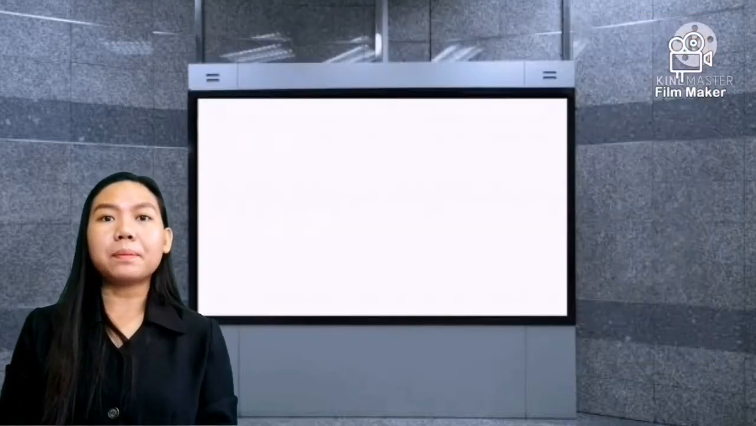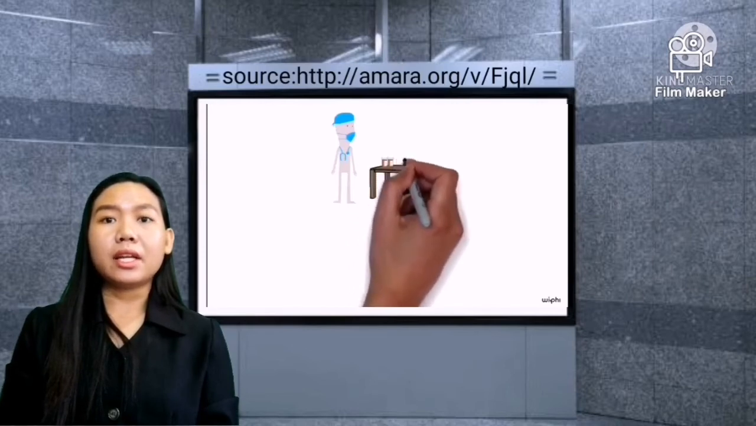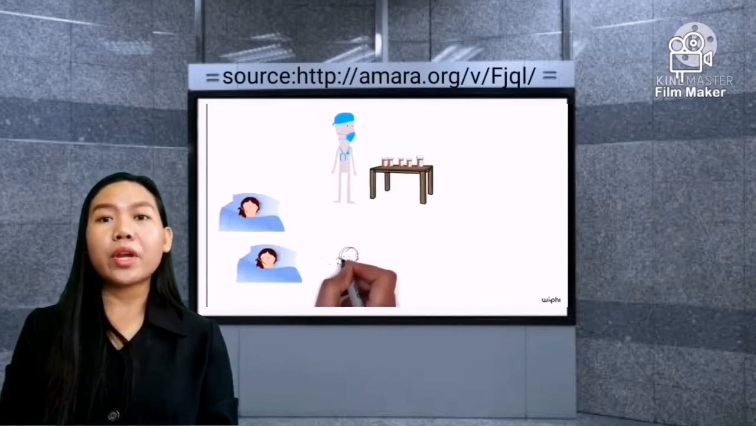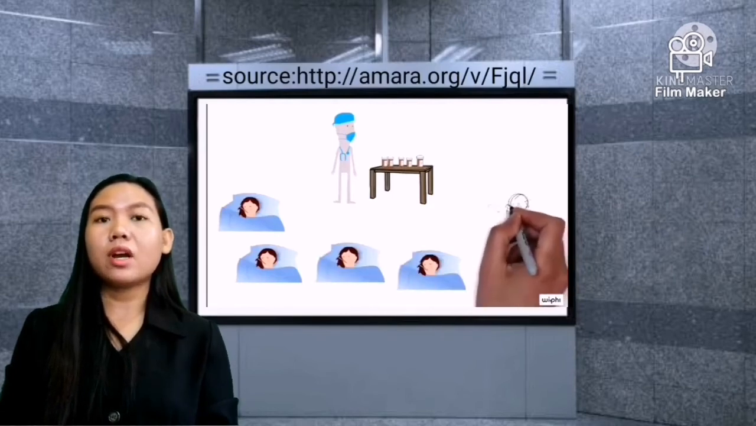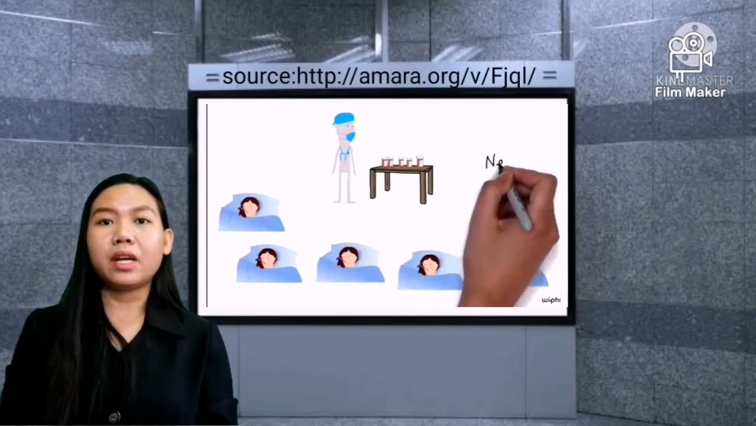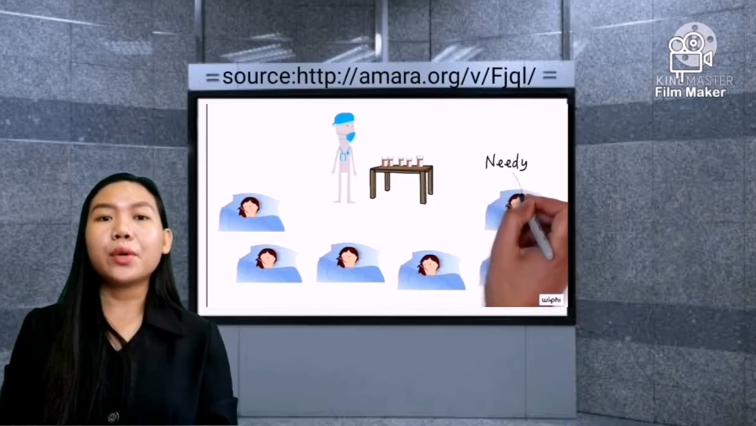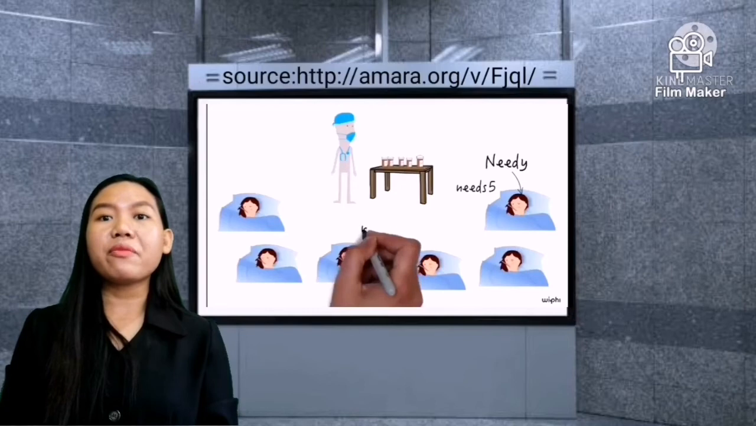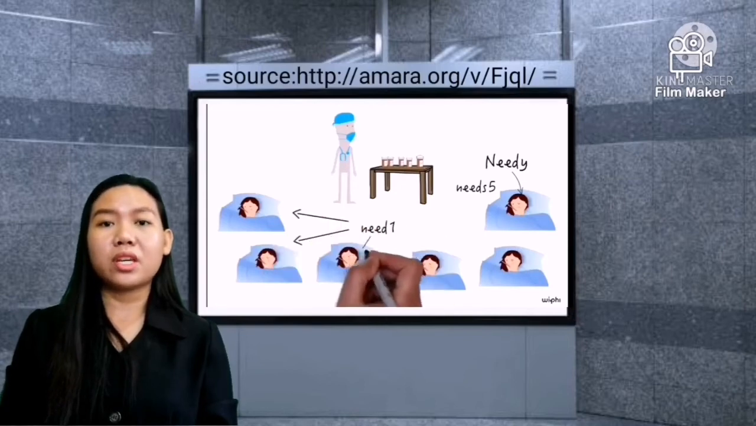Here's a very simple example. Let's say I'm a doctor, and I have only 5 doses left of some very scarce medicine. And in an emergency situation, I'm left with 6 patients, all of whom need the drug to survive. But one of them, let's call her Needy, will survive only if I give her all 5 doses of the drug. The other 5 patients can survive with only a single dose each.